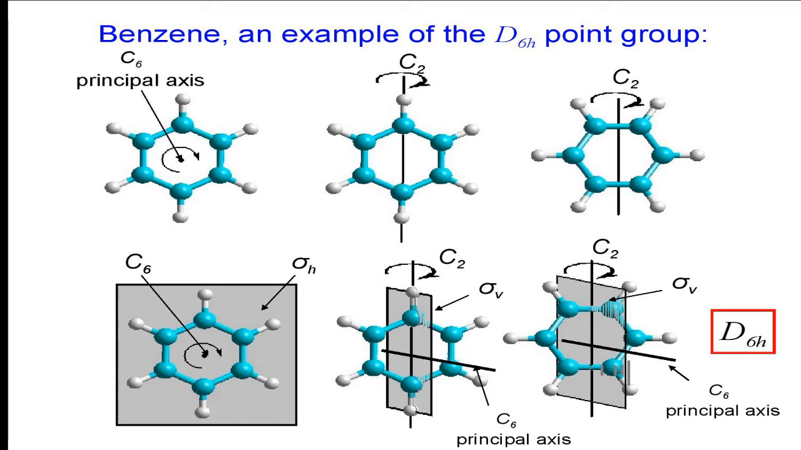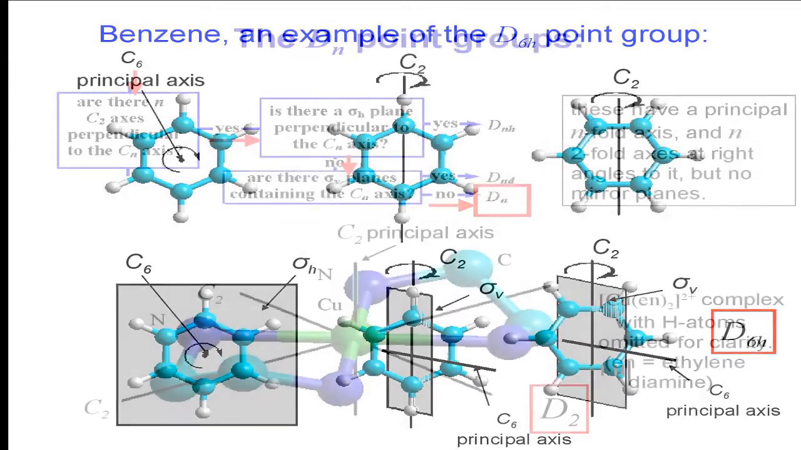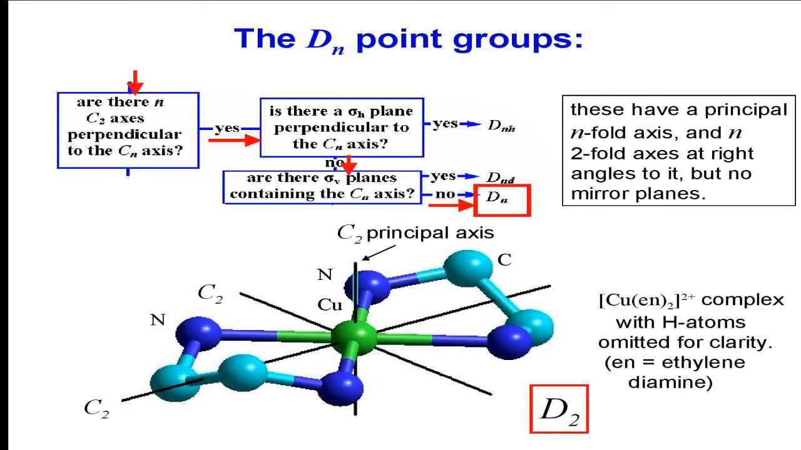If the horizontal plane is present in a particular molecule, we can assign the molecule's point group as Dnh. You see here the principal axis is C6. Automatically we can write the point group as D6h. Then move to the Dn point group.